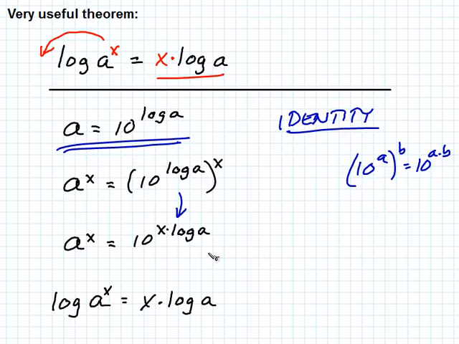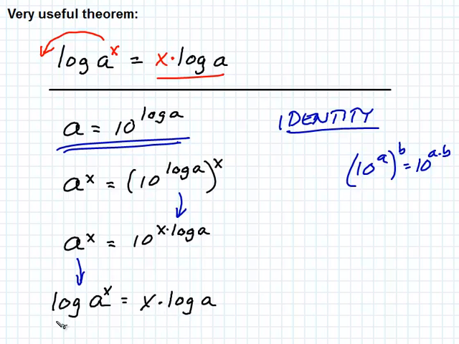Now, let's look at the log of a to the x. All right? What do we mean when we say the log of a to the x? The log of a number is the power of 10 that'll produce that number. Okay? Well, what power of 10 will produce a to the x? Well, we have it right here. Notice 10 to this power gives us a to the x. So the log of a to the x is this exponent up here, because that's the power of 10 that will produce a to the x.